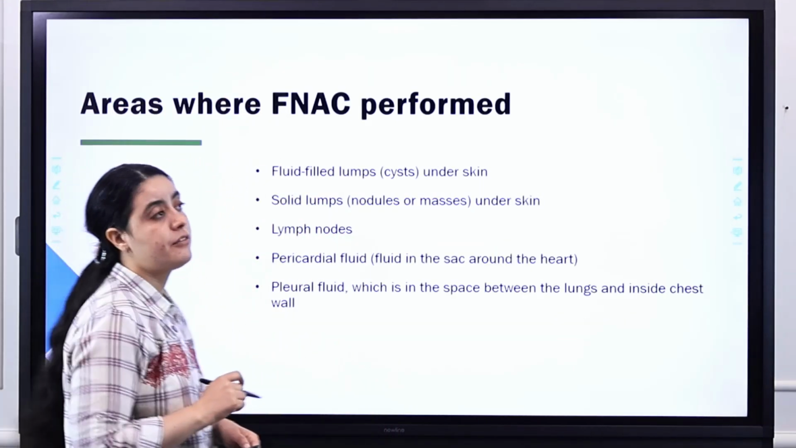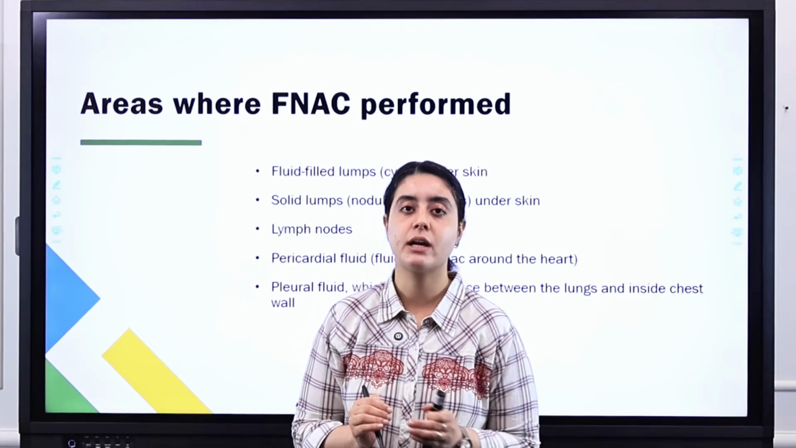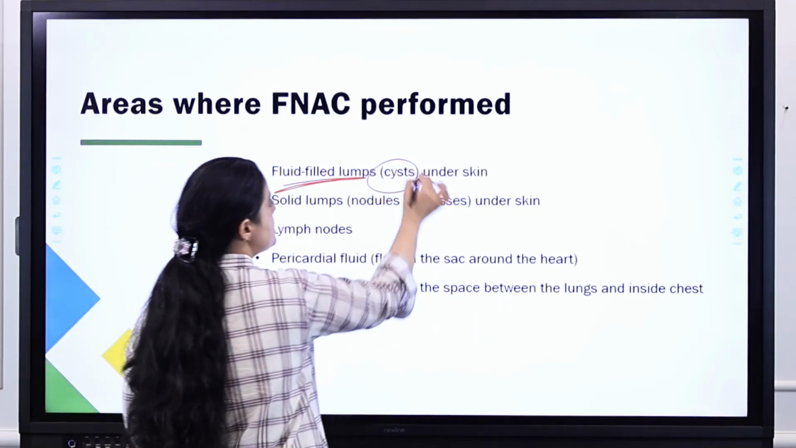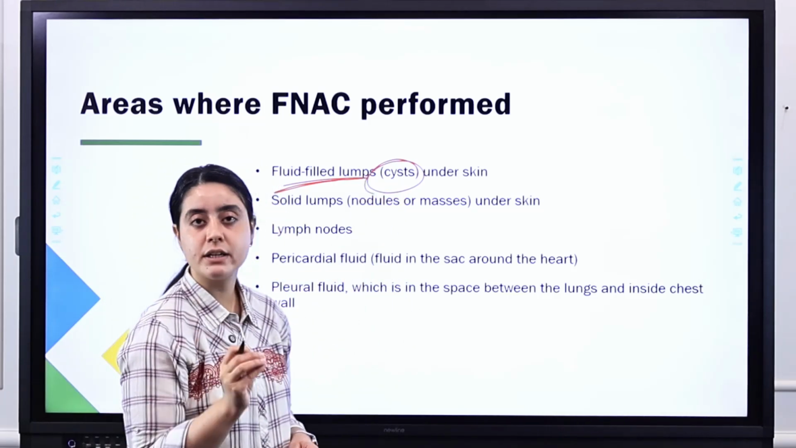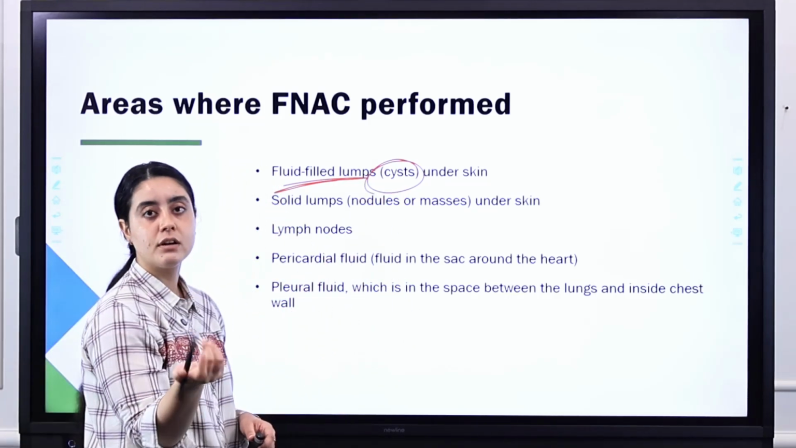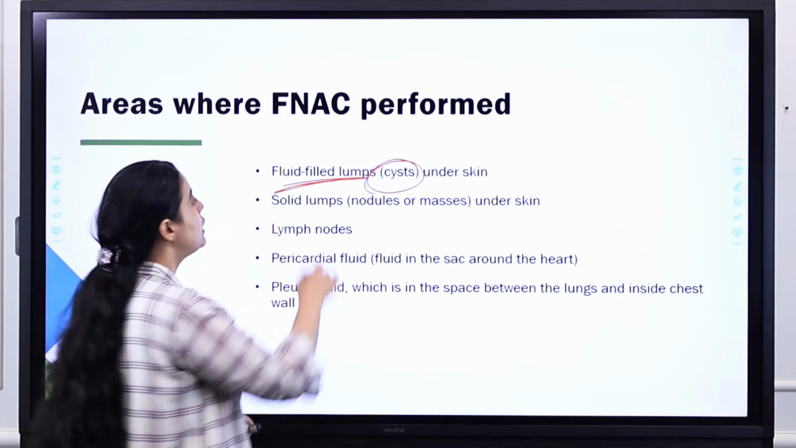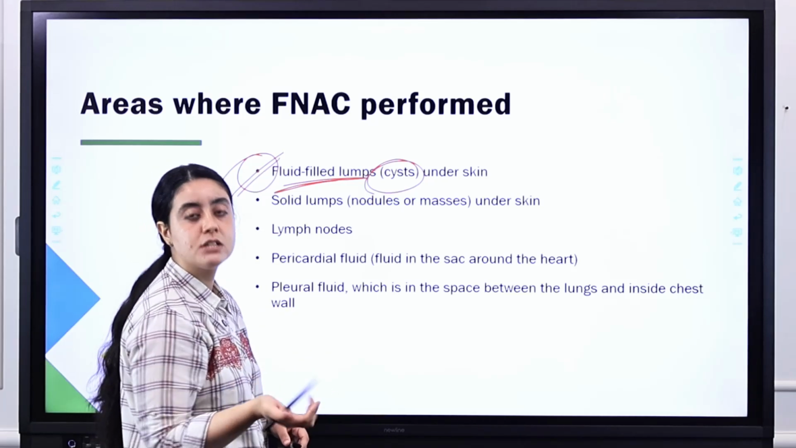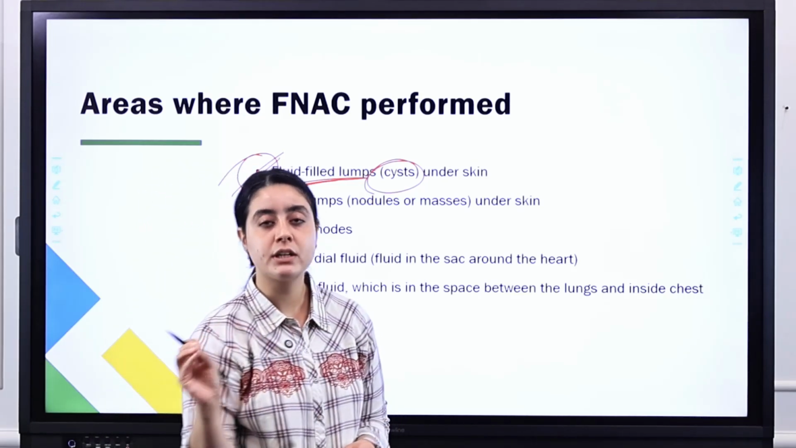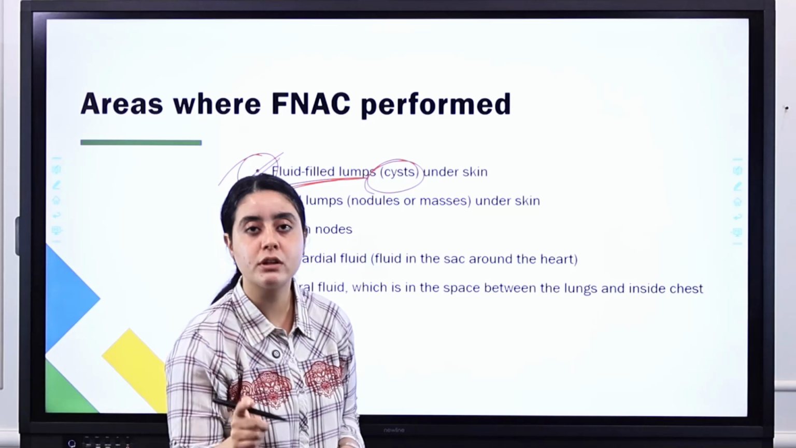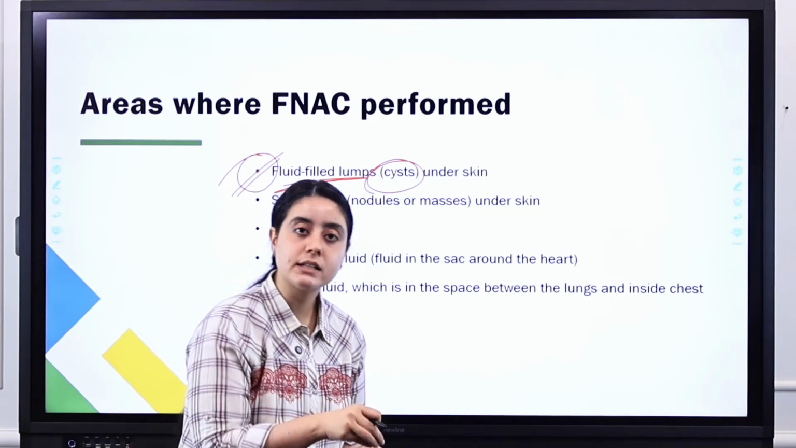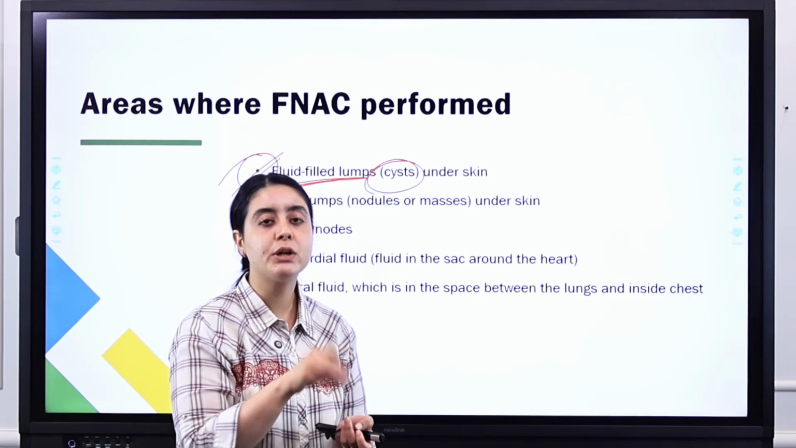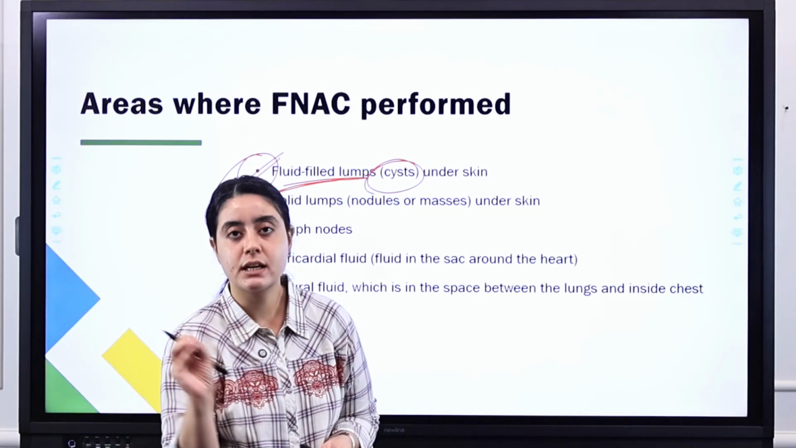Now, areas where FNAC can be performed. What are the areas where we can perform the FNAC technique? Fluid-filled lumps such as cysts. Sometimes cysts are formed under our skin, and in a cyst there are fluid-filled cavities. So this is one type of area where we can perform FNAC. We have different types of needles in FNAC, which I will show you in a further lecture. We insert the needle and pull out the abnormal fluid which is present in our body due to any type of reason. So this is basically FNAC.